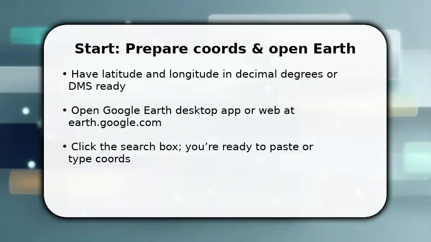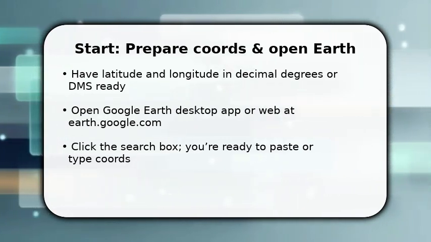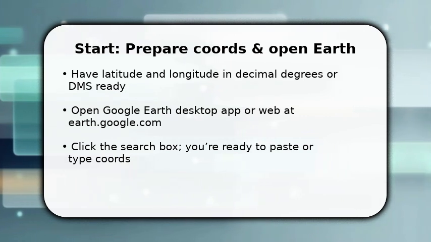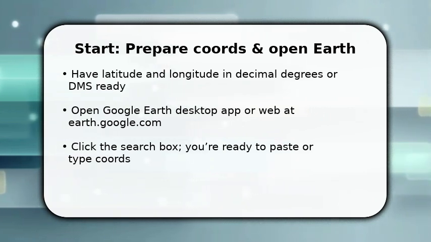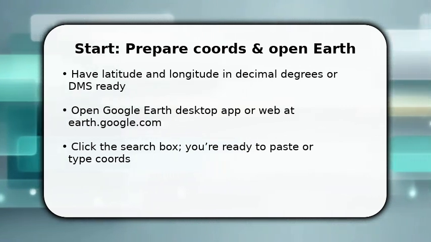You have coordinates ready. Now open Google Earth and focus on the search box. Type or paste the latitude then longitude separated by a comma, for example 37.7749, minus 122.4194. Make sure you use decimal degrees or convert DMS first. Once done, press Enter or click Search to jump to the location.